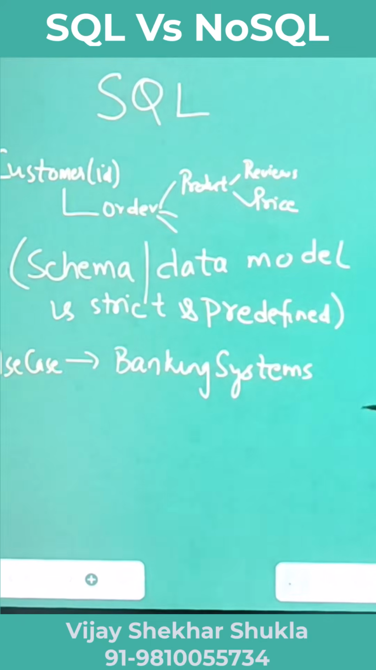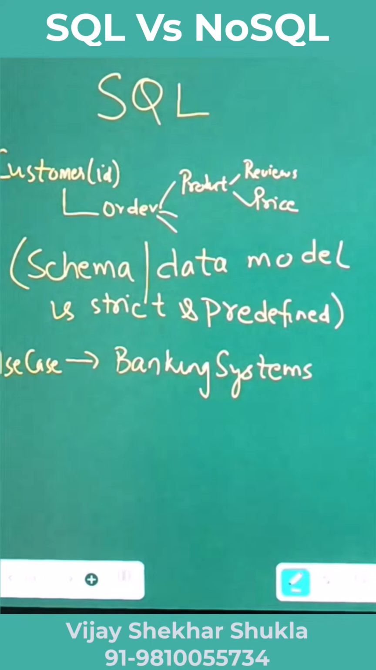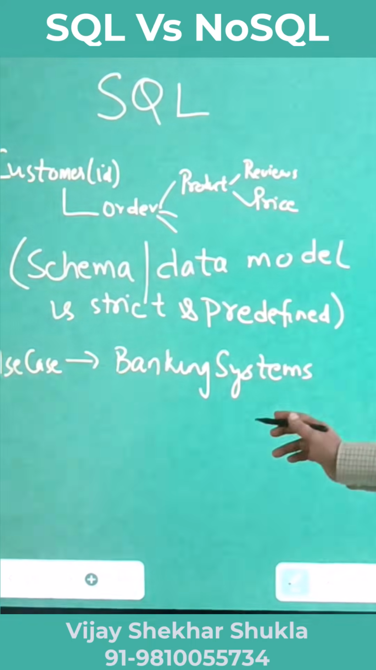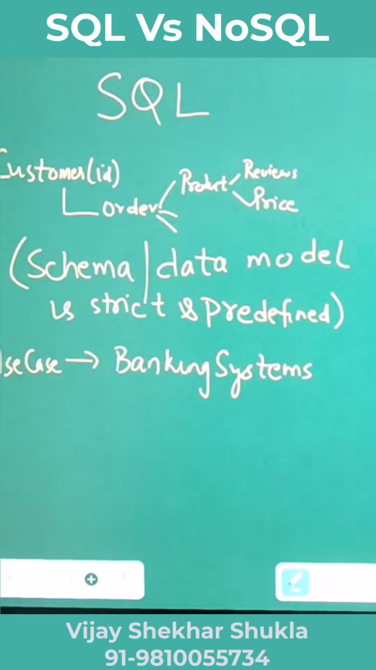Another use case could be a banking system. In banking systems, you know, the data model is very strict. Say for example, I am a customer and you are a customer of the same bank, the fields in which our data is stored will be exactly the same for the same kind of account. So the use cases are banking systems, insurance systems, etc.